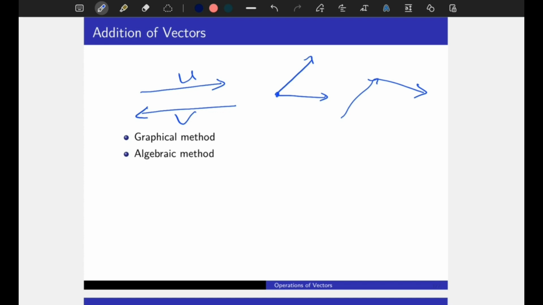So this video will answer the following questions. One is what happens when these two vectors combine, and the second is how do we calculate the resulting vector and its magnitude. There are different ways to add vectors. One is the graphical method, we call it sometimes tail to head method, and the second is the algebraic method, or we call it component wise method.